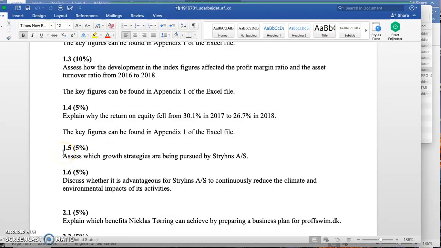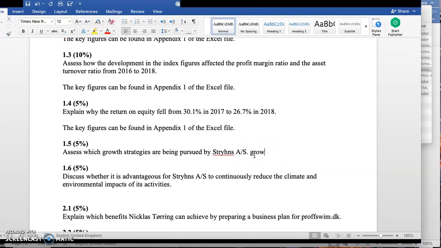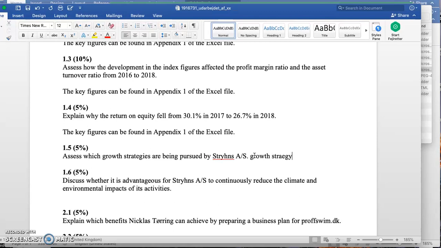The next one. Here you see which growth strategy has been pursued by Strøen. Here you need to use the growth strategy, buy, and sell.